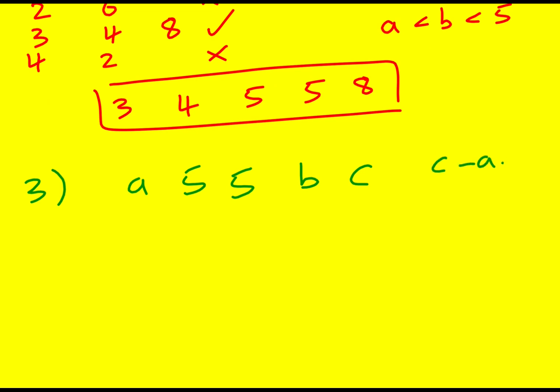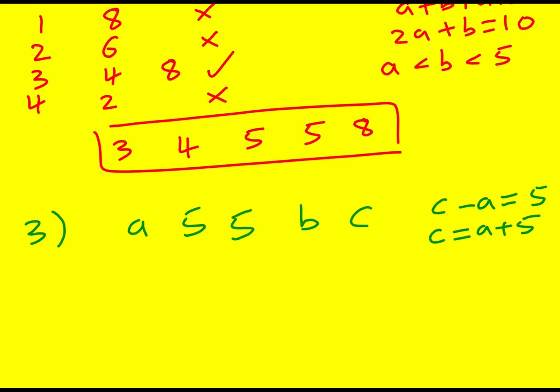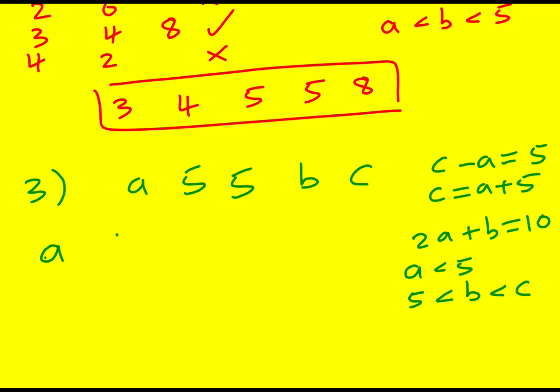So again, C minus A is equal to 5. And that means that C is going to be A plus 5. Actually, I'm getting the same thing, aren't I? I'm going to get 2A plus B is equal to 10. But this time, I've got A is less than 5, of course. Should I maybe have replaced A this time? Well, I've gone and done it, so I'll stick with it. So A is less than 5, and then 5 is less than B, which is less than C. Okay, so let's look at some possibilities this time for A, B, C.